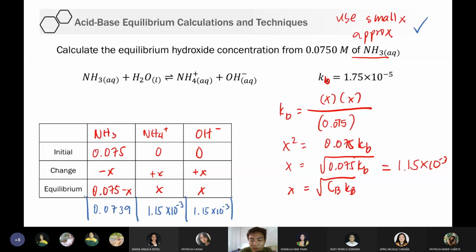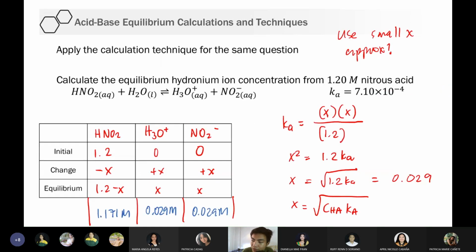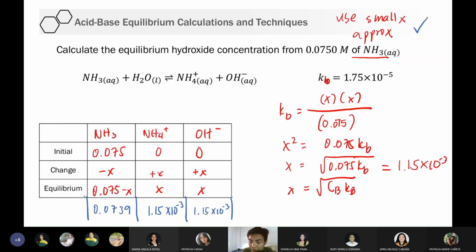Pero again, yun nga. If you can use the small x approximation, please use it. No? Again, ano yung criteria para magamit yan? You check if the concentration of reactant over K is greater than 1,000. If that's the case, you can remove the negative x term in the denominator. So that x will just be the square root of the concentration times the K. Katulad ng mga ginawa natin sa dalawang examples. Ayan, tapos na.